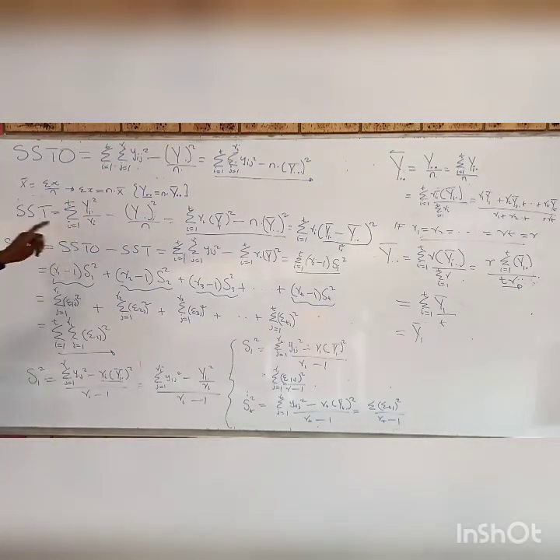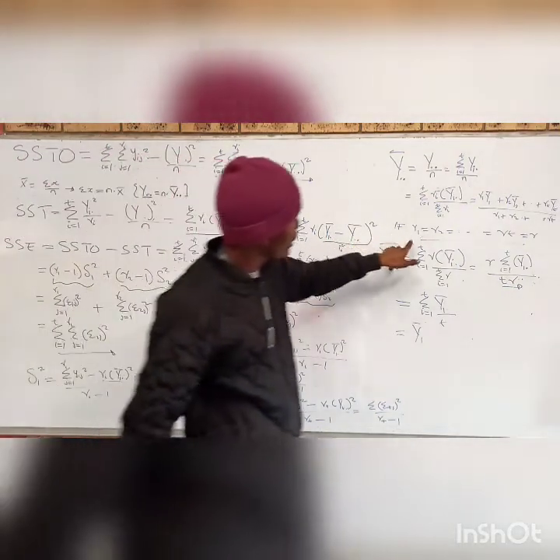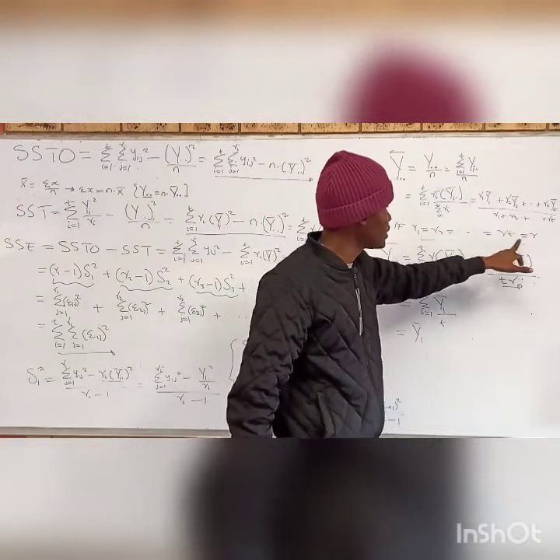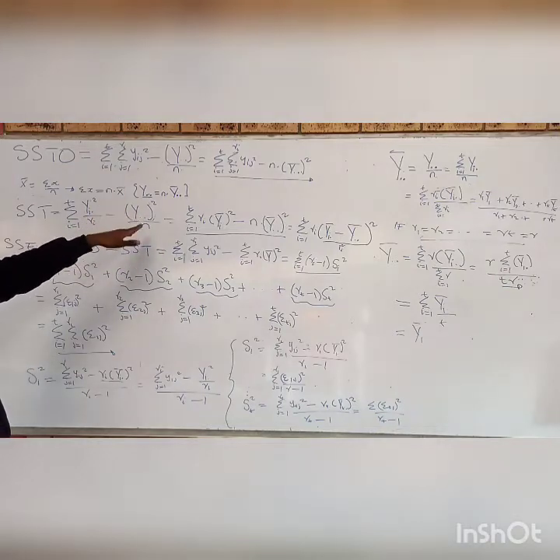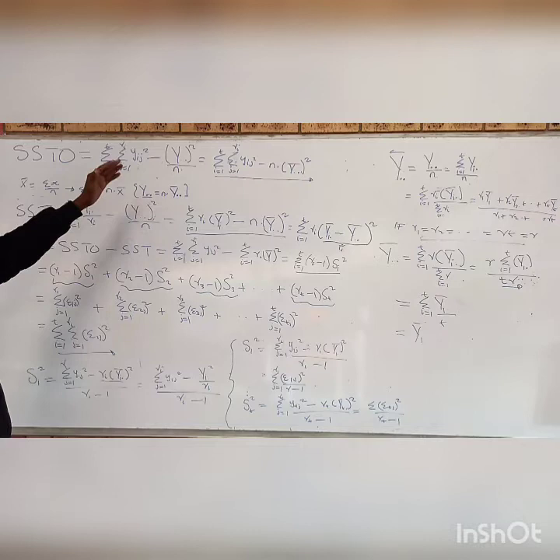So SST is the sum from i to t of the sum of each treatment squared over ri, the replication of each treatment. The reason I wrote ri is that it will be r if it is balanced, because in this case r1, r2 until rt will be equivalent to r. But if it's not balanced, it will be r1, r2, r3, which are not equal. Then minus the overall sum squared, all divided by n.